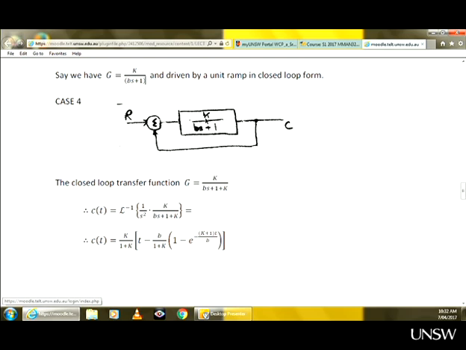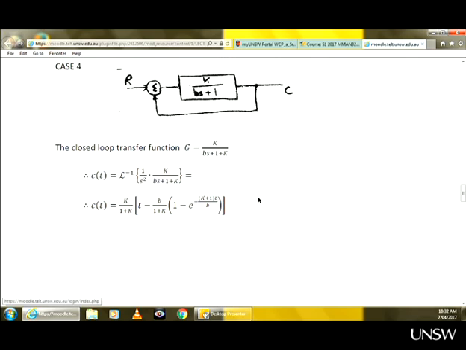Sorry, minus is missing here. So this is a negative feedback loop. So it's probably this minus here. Just need to move it over here. Okay, so somehow the minus dropped out of this drawing. So the closed loop transfer function is now K over Bs plus 1 plus K. So it is still a first order system. And let's apply a ramp input.